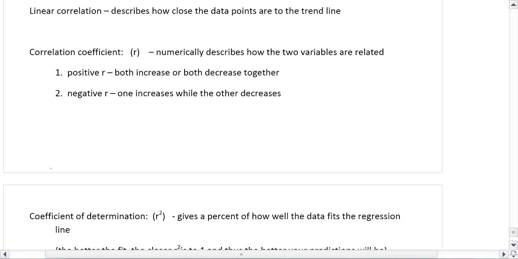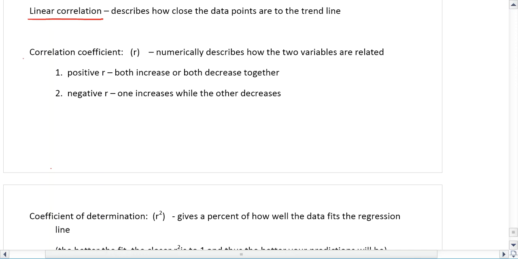All right, next term we need to talk about is correlation, and we are looking at linear correlation in this chapter. Correlation means how close the data points are to the trend line, how tight the data fits the line, because how close it is to the regression line that we find is going to greatly affect how good our predictions are. We need a way to measure that.